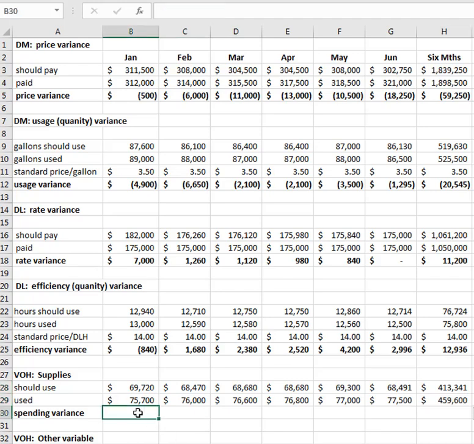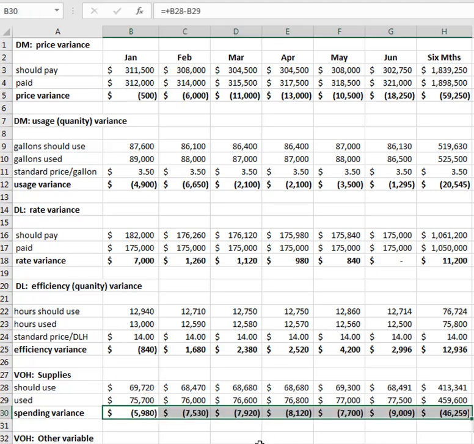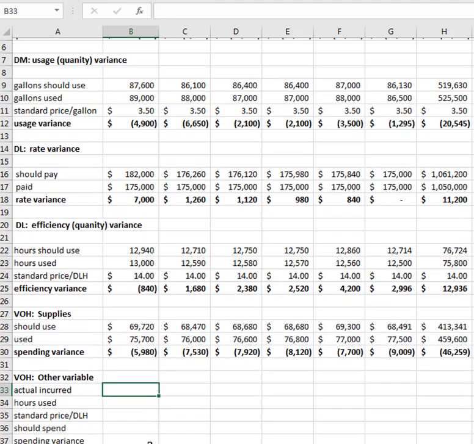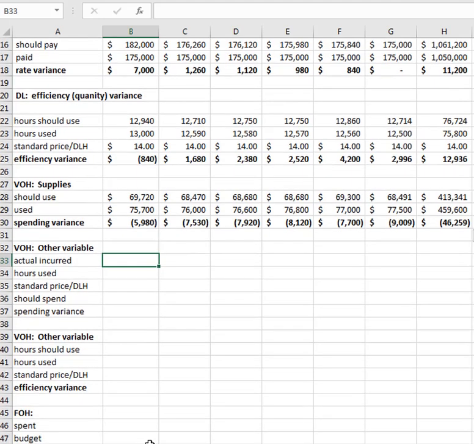And so here we just have a spending variance. And so they should use this, they did use that, and we can see what's going on with supplies. Well, that's some real unfavorable variances there, so that's probably something to be studied. All right, let's try the overhead variances.